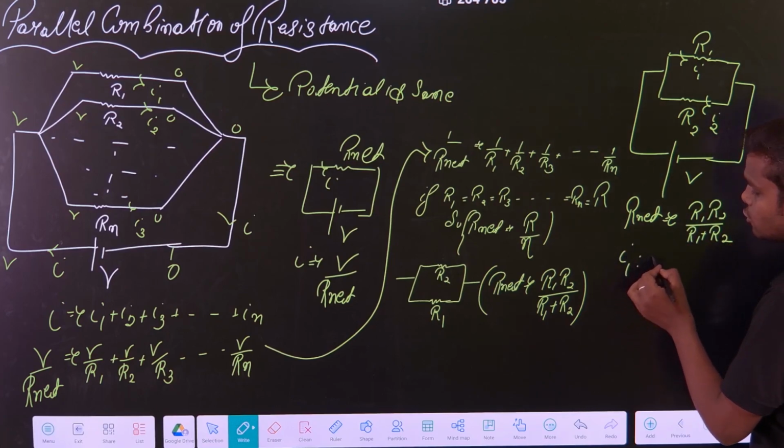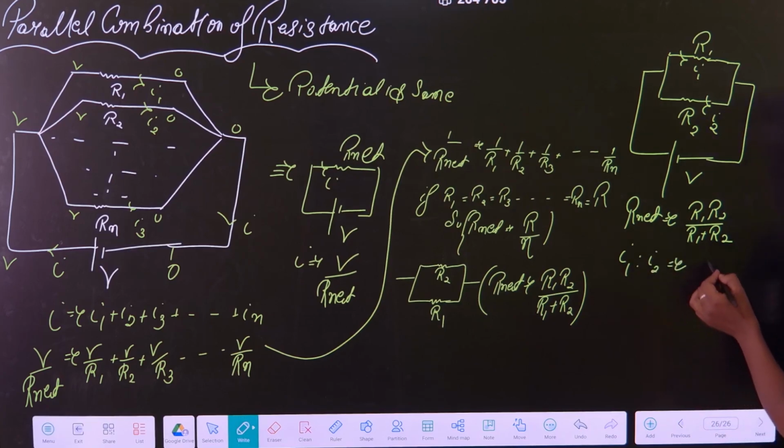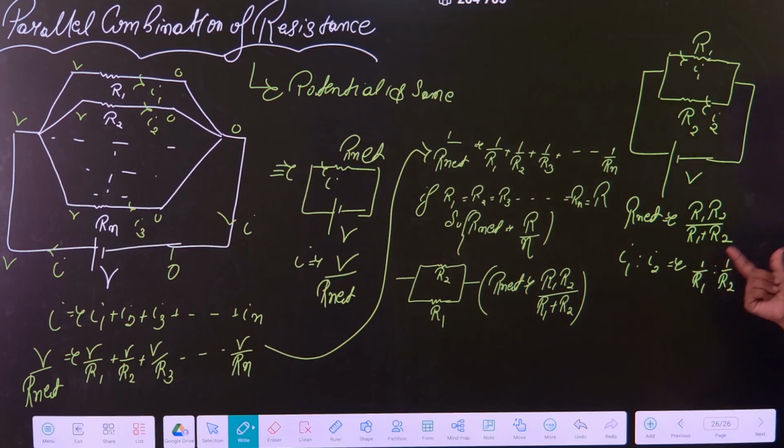Now what is the I1 to I2 ratio? It will simply be 1 upon R1 is to 1 upon R2, correct or not? Because V will be the same, you can cancel out V. It will be 1 upon R1 is to 1 upon R2, so I can write it as R2 is to R1 ratio. Just cross multiply and you will get R2 is to R1 ratio, correct?